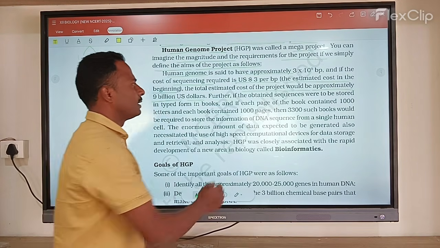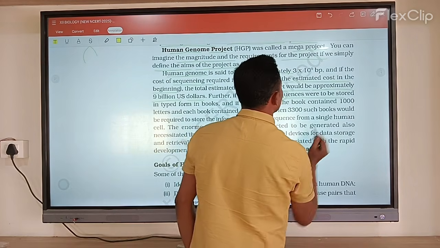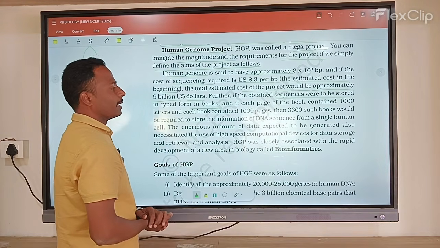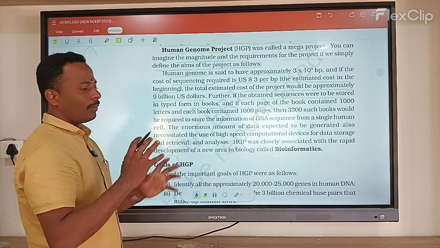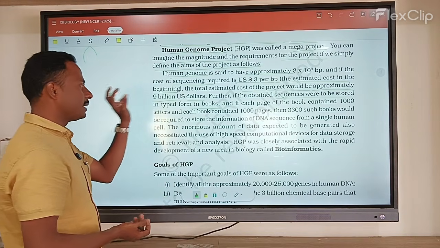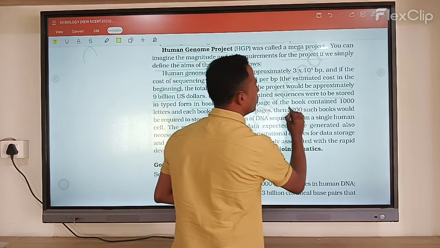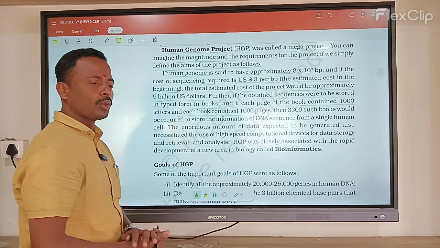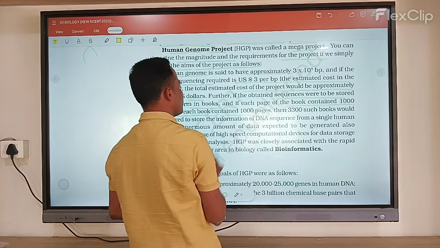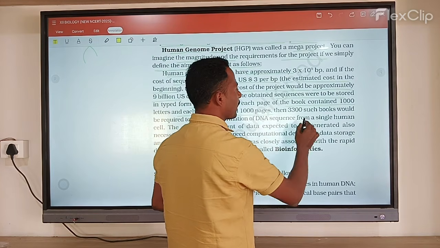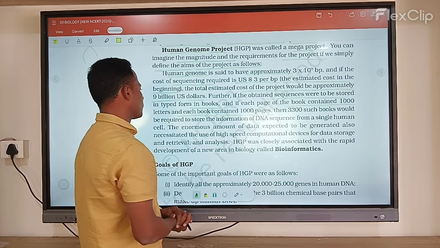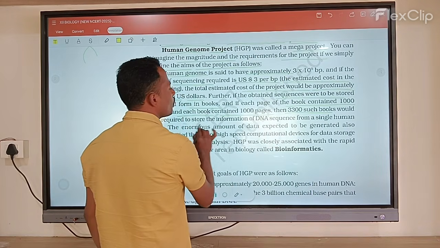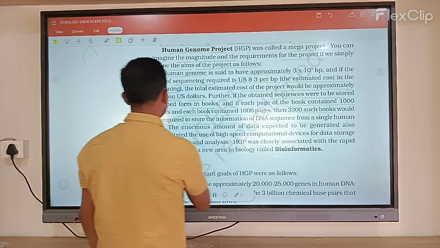Further, if they obtain the sequence and store it, typed in books, each page of the book contains 1,000 letters and each book contains 1,000 pages. So in the total human genome book, how many pages? 1,000 pages, and each page contains around 1,000 letters. Then 3,300 such books would be required for the storage of information of the DNA sequence from a single cell.